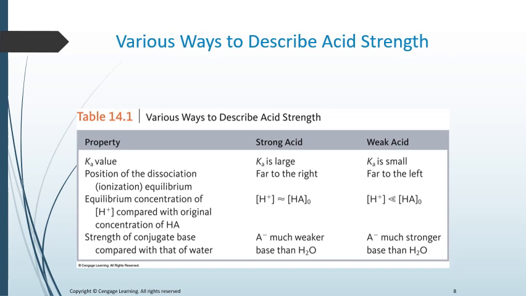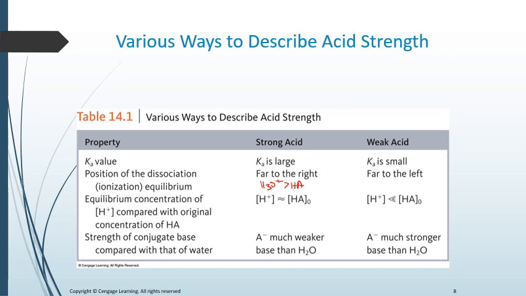This chart just basically summarizes all the different ways that we can describe the strength of the acid. The first thing, when we're talking about the Ka value, a strong acid, the Ka is going to be large, typically greater than 10 to the 8th. The Ka for a weak acid is going to be very small. The position of the equilibrium for a strong acid will be far to the right, meaning that we'll have a very product-favored system. So we'd have a large amount of the H3O+ in comparison to the HA.